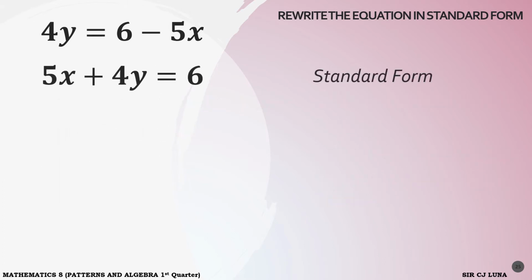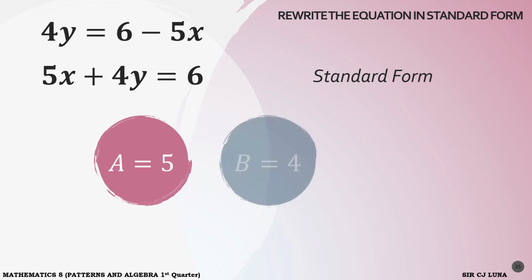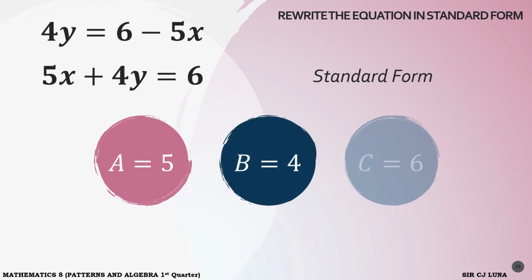So the standard form of our equation is 5x plus 4y equals 6. We can now identify the values of a, b, and c. A is equal to 5. B is equal to 4. And the constant is 6.